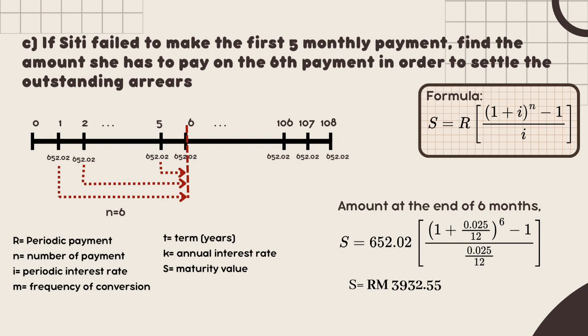C. If Siti fails to make the first 5 monthly payments, find the amount she has to pay on the 6th payment in order to settle the outstanding arrears. Since she failed to make the first 5 monthly payments, n will be 6. So we use this formula to find the amount at the end of 6 months. So the S will be RM 3,932.55.